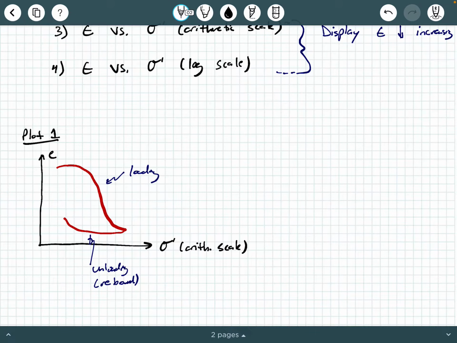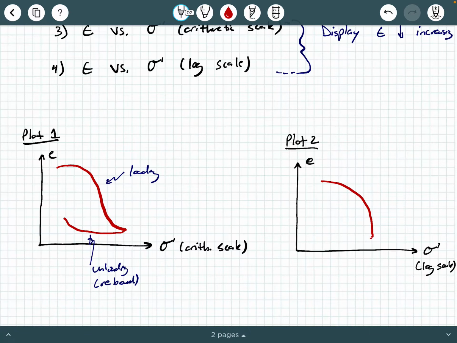Now, what about plot type number 2? Plot 2. So we have void ratio here again, but your horizontal axis, sigma prime, is on a log scale. And so this is again the plot you're kind of familiar with from soil mechanics that looks something like that. And of course, same idea. You've got your unloading and loading portions of the curve.